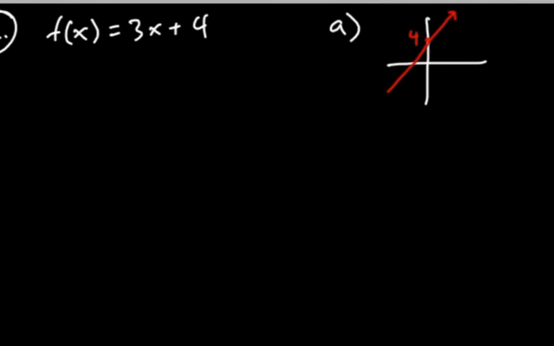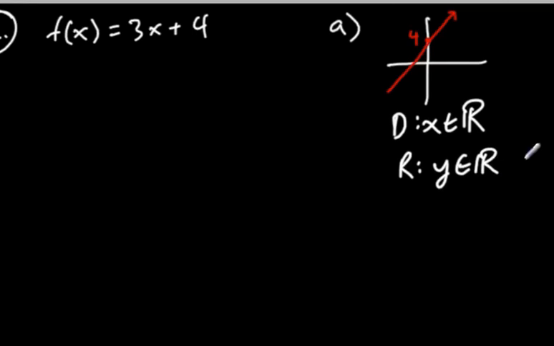And so the domain and range is pretty straightforward. It covers everything. So the domain is x is element of reals, and the range is y is element of reals. So that's straightforward. That's A.